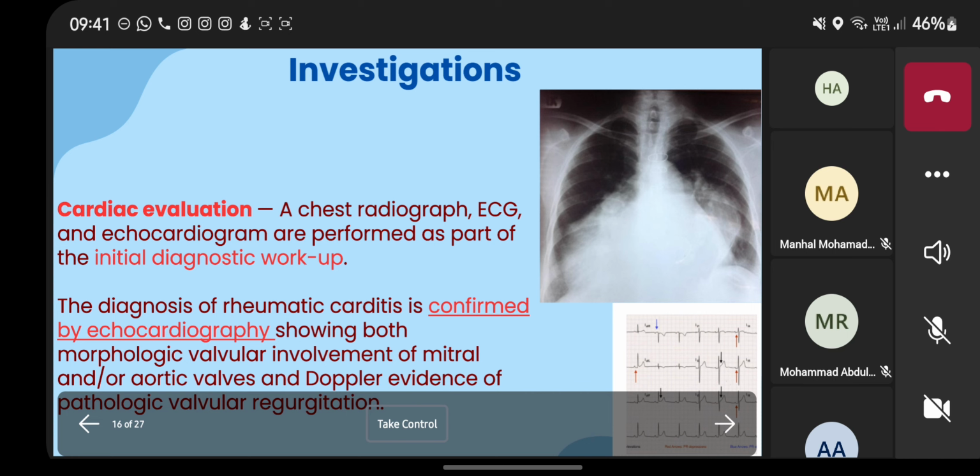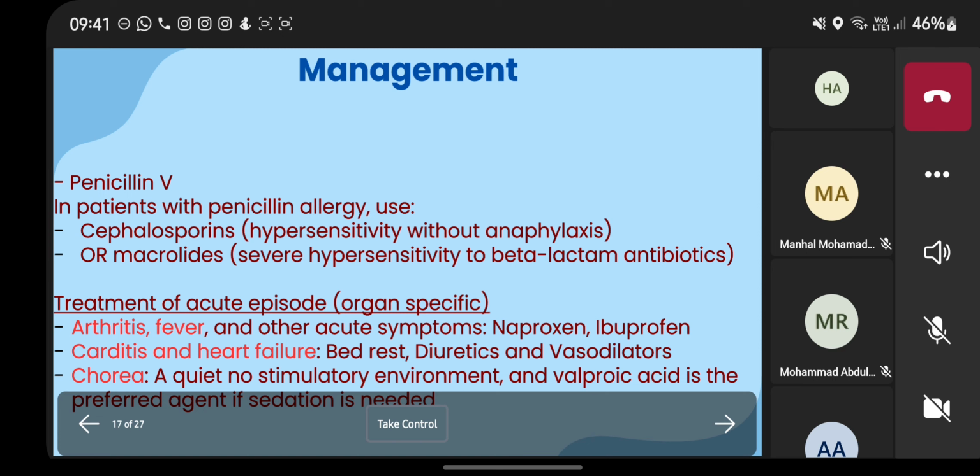And the chest X-ray will help us to see the signs we have talked about earlier on: if the heart is enlarged, if there are pericardial calcifications, or if we have pulmonary edema due to heart failure as a later manifestation of the disease.